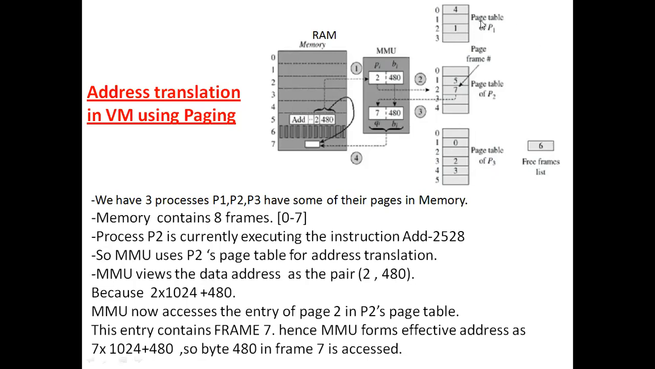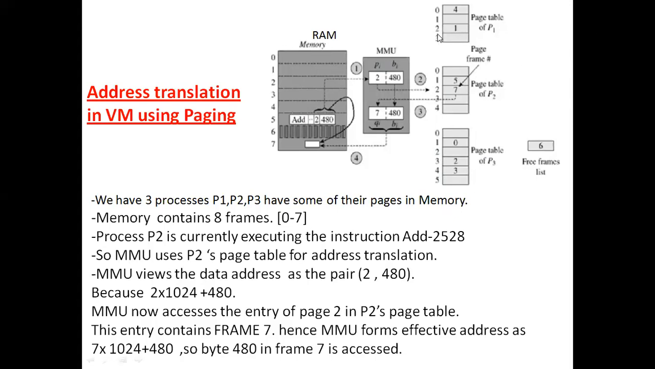Hence this process P1 has got 4 pages, and the process P2 is having 0, 1, 2, 3, 4, meaning 5 pages. So process 2 is divided into 5 different pages, and process 3 is divided into 0, 1, 2, 3, 4, 5, meaning 6 pages. Okay, so in the figure, how many processes do we have?